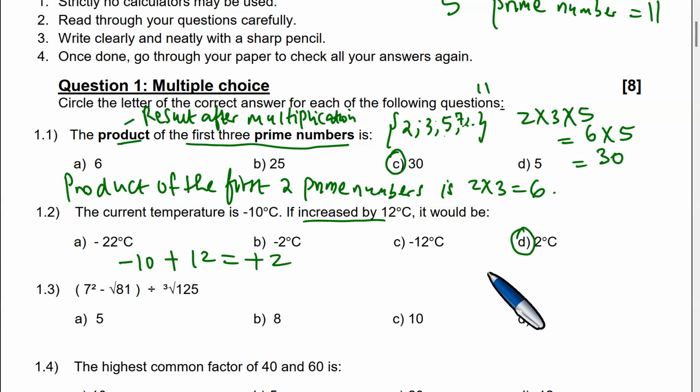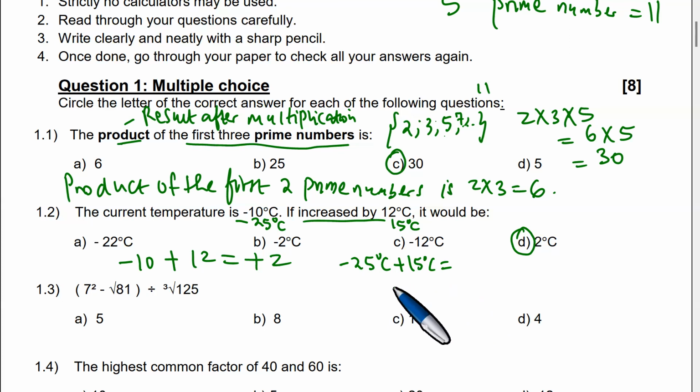2 degrees Celsius. So, I'm changing the question. If the current temperature is minus 25 degrees Celsius, if increased by 15 degrees Celsius, it would be what? What's the answer? So negative 25 increased by 15? Would it be negative 10? How do you do it? You're going to say negative 25 is increased by 15.